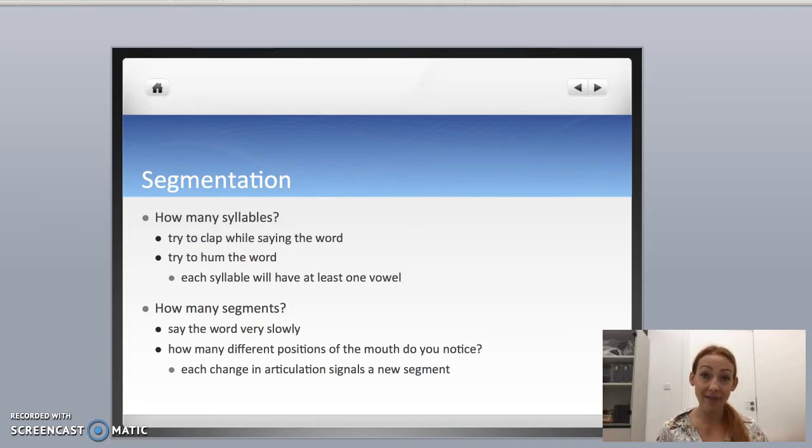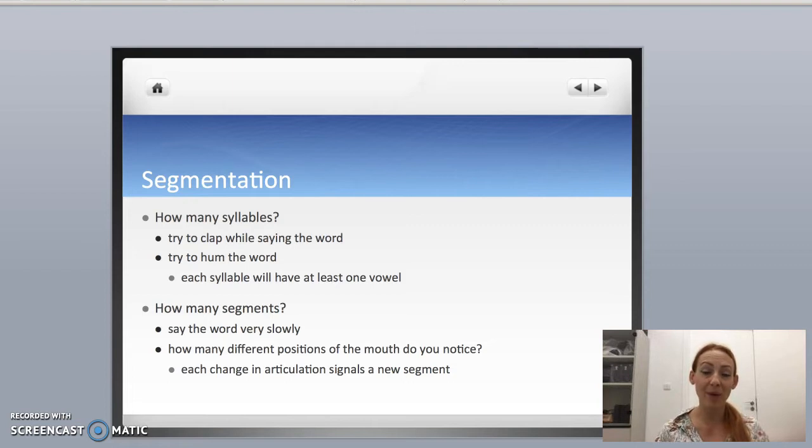And once you have the syllables, you know that each syllable will need at least 1 vowel. It is the vowels that give speech its rhythm because they are so much longer than consonants. Once you have the number of syllables, you know how many vowels you need. You're going to also have to figure out how many individual segments there are, individual sounds.